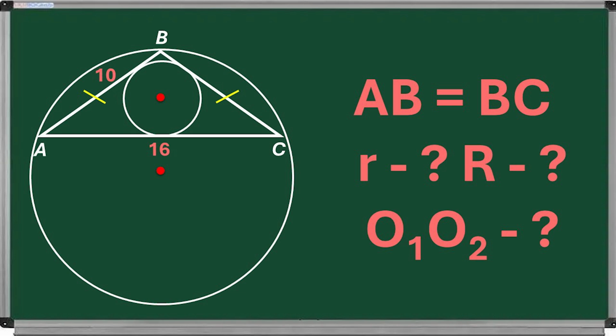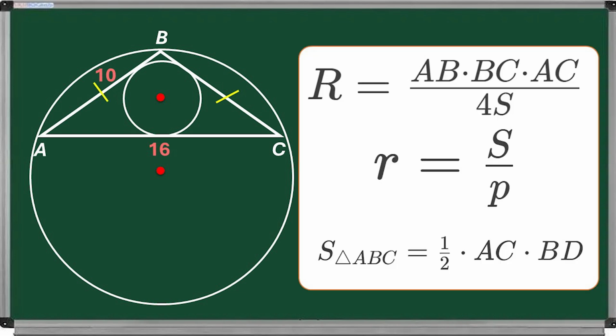AC is the base, measuring 16. The equal sides AB and BC both measure 10. To find the radii of the inscribed and circumscribed circles, we need the area of this triangle, as area is a key component in the formulas for both radii.